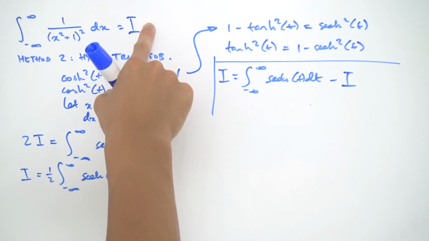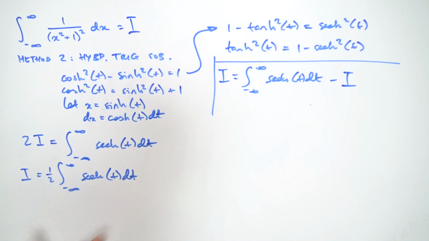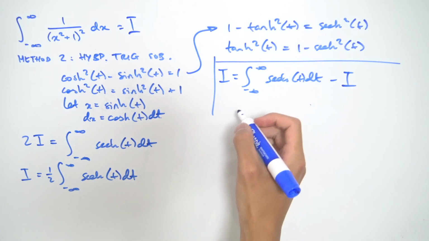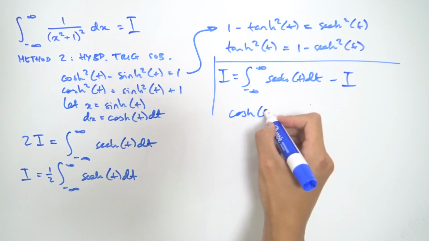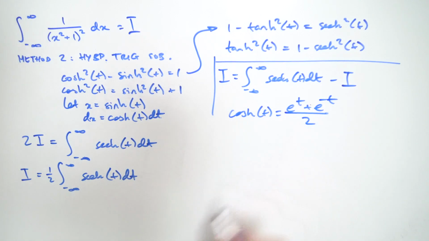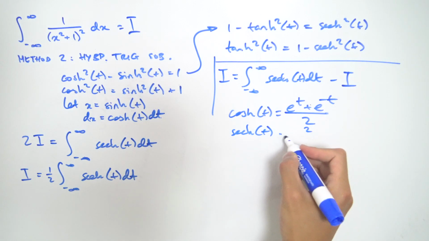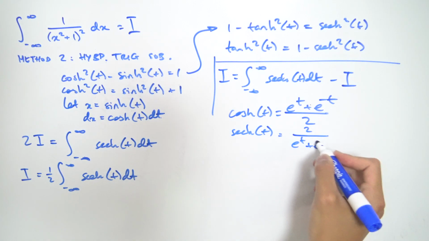And remember, I was exactly the integral we wanted to evaluate, so we have to evaluate this integral now. And this isn't too bad to evaluate. It might look a little bit strange, since we're integrating sec, not a very common function to integrate. But what we're going to do is use the exponential definition of sec, and that actually comes from cosh. So cosh of t is e to the t plus e to the minus t divided by 2. So if we want to take a look at sec of t, that's just the reciprocal of this, so 2 over e to the t plus e to the minus t.